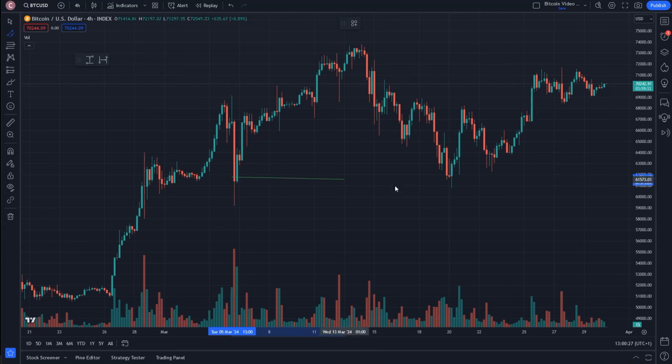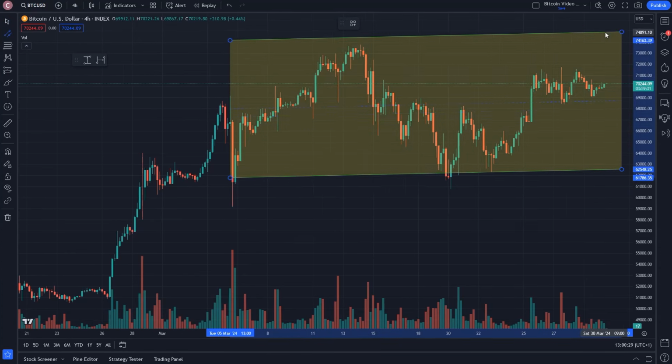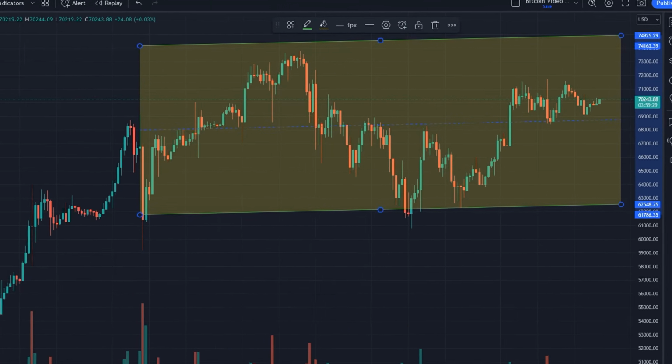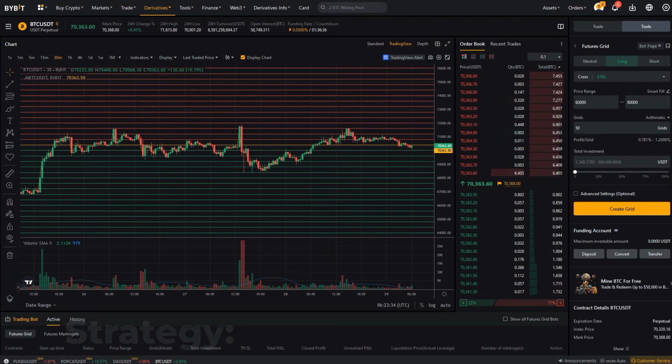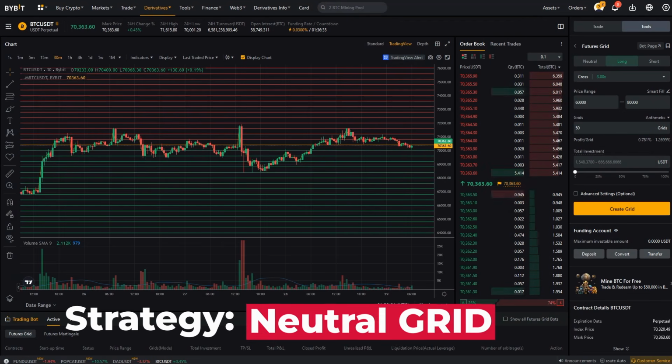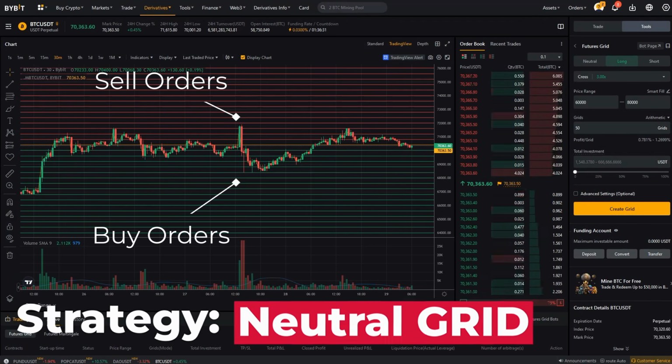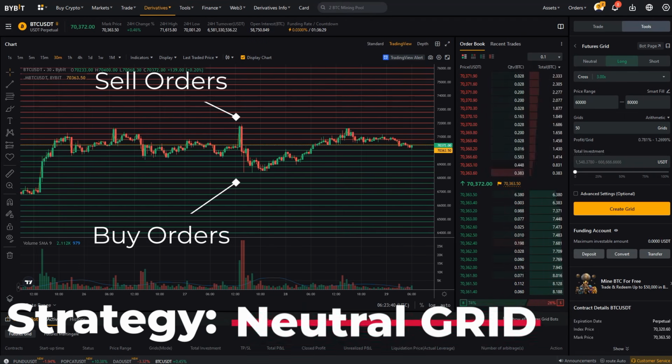So-called neutral grid strategies are designed to capitalize on trending or sideways markets, where the price fluctuates between price points that are, for example, defined by zones of support and resistance. Typically here, short or sell orders are executed when the price rises to the grid points above the current level, or long or buy orders are executed when the price falls to the grid points below the current price.